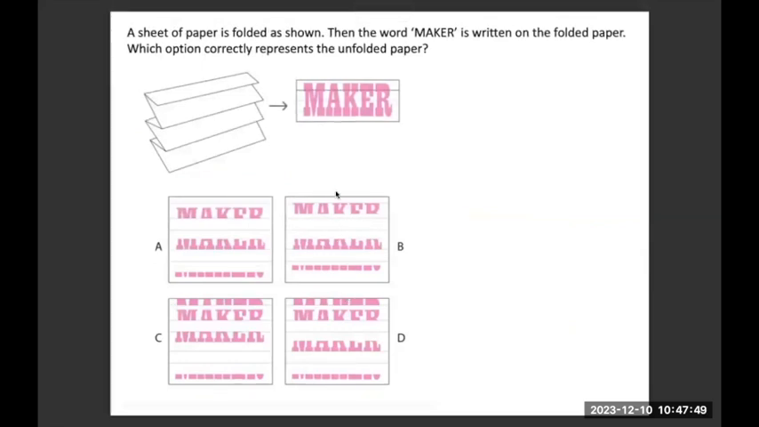Here, you're given a sheet of paper. The sheet of paper is folded like this. This is how the sheet of paper is folded. When it is folded like this, on this sheet, I have written the word maker, the way it is shown here. Roughly I'm just drawing it like this, but something like this is how maker is written on this, once it is folded and kept flat.